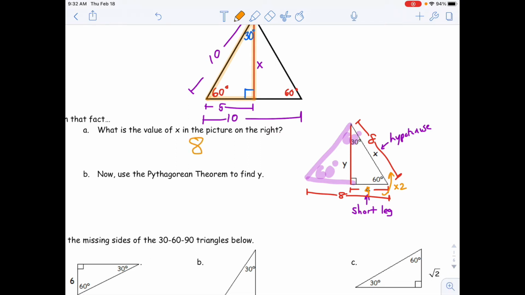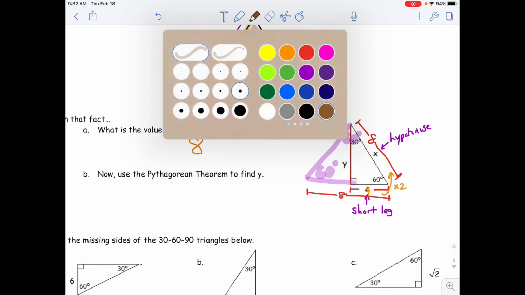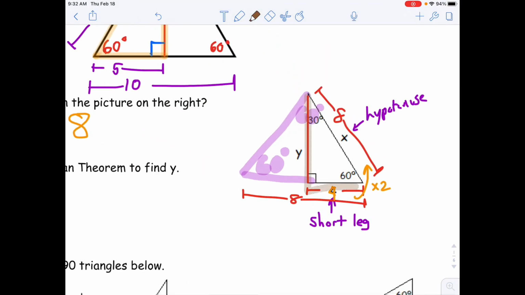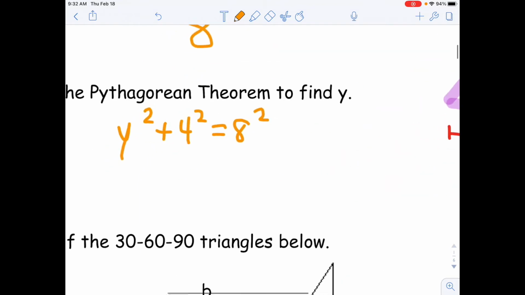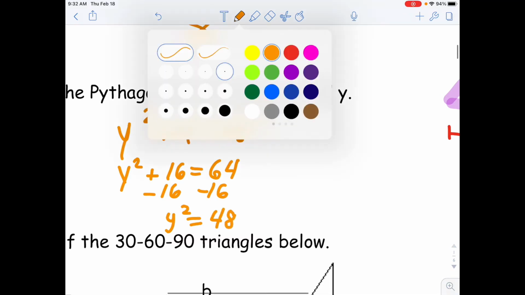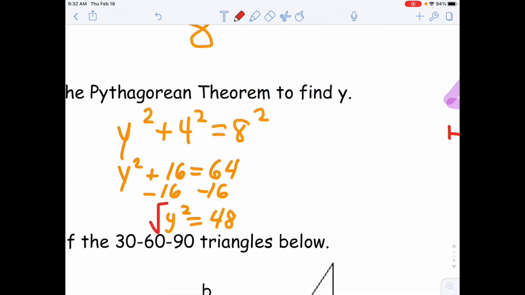Now we're going to use the Pythagorean theorem to find y. So we're really just focusing on this stuff right here. I got a bunch of junk written down. We're going to have y squared plus 4 squared equals 8 squared. So then this is classic Pythagorean theorem, just a bunch of solving. So y squared equals 48. Take the square root of both sides.